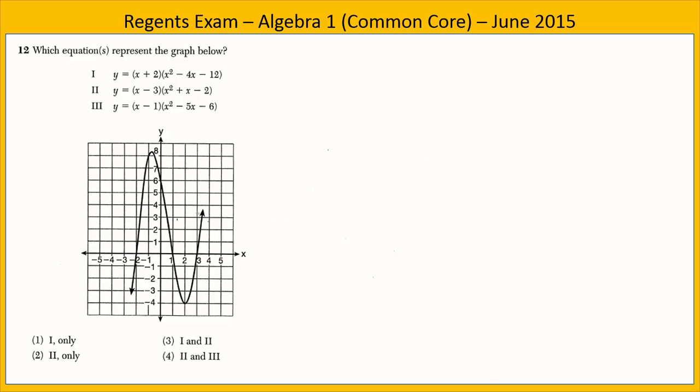On exercise 12, we're given a graph and 3 equations. We want to know which equation or equations, there could be more than one of them, could be used to represent this graph. Let's take a look at the zeros of the graph. Notice we have zeros at x equals -2, x equals 1, and x equals 3. That's where the graph passes through the x-axis. Which of the choices have these same zeros?